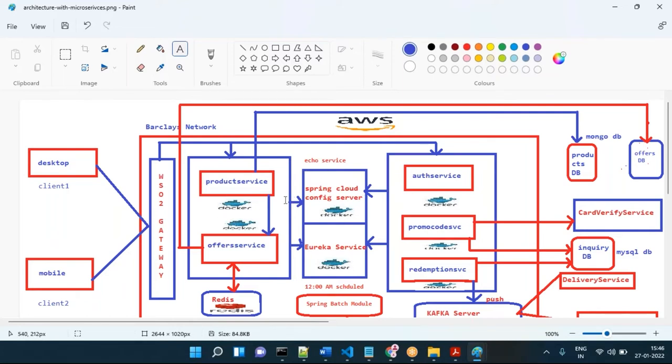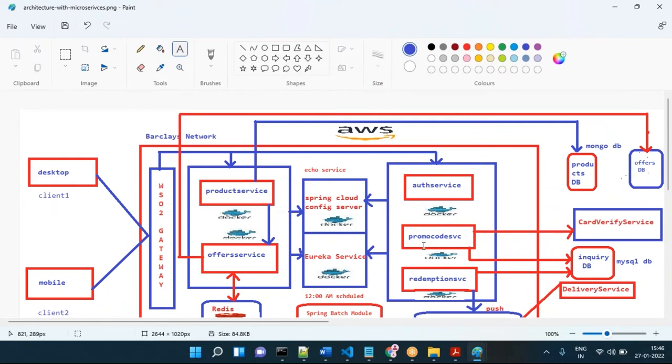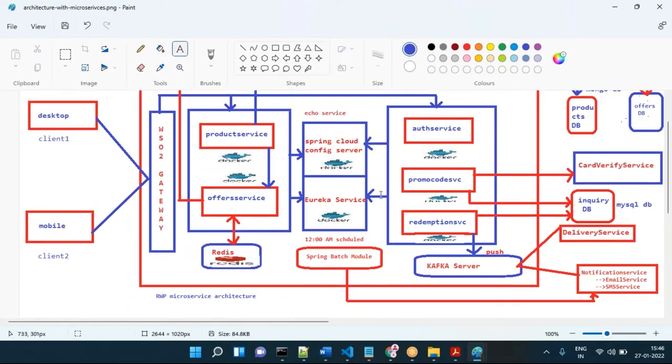How these services can interact with the Redis cache, how these services can interact with their databases, everything, team. How these services can interact with Kafka, how these services can interact with another microservice which is called a card verify service and a notification service, how these services can communicate with Eureka, which is called Spring Cloud. Eureka server means a discovery server.